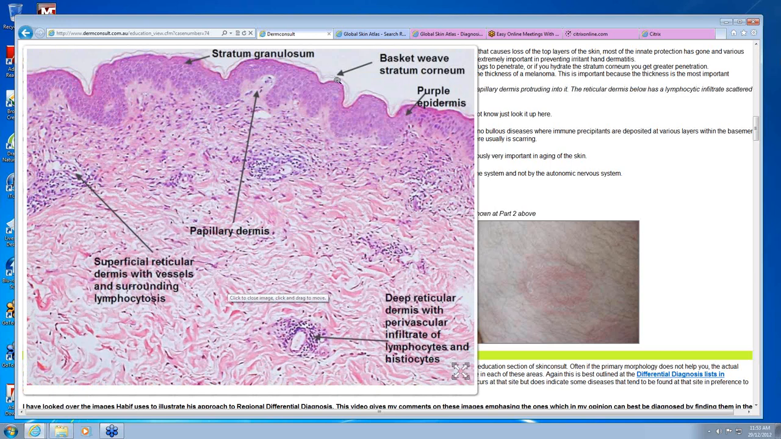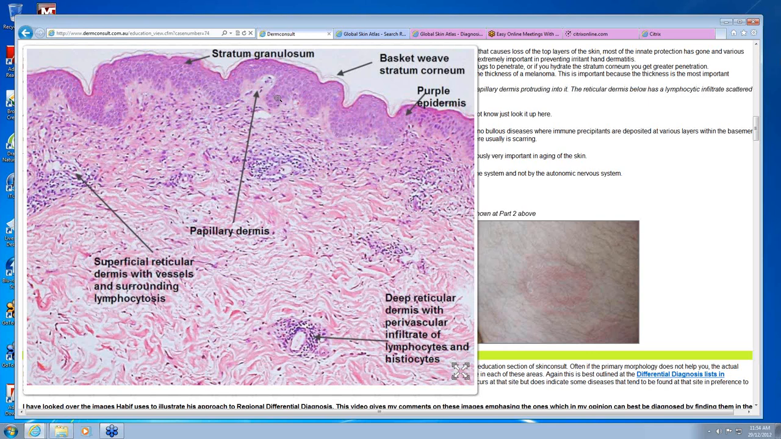This little layer of basket weave stratum corneum, that represents 90% of the normal barrier function of the skin. So any process that causes loss of that stratum corneum is going to materially interfere with the normal protective layers. And it means that a patient can get an irritancy superimposed on whatever process they in fact have. So an irritant dermatitis can be superimposed on the hands if this layer is in fact lost.